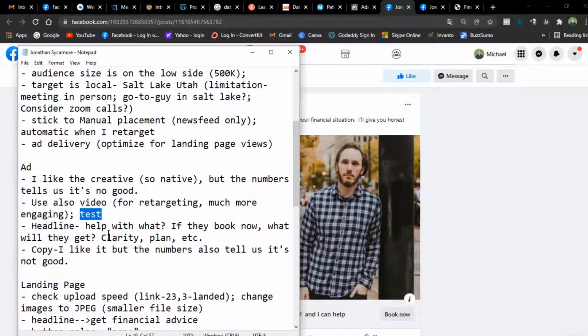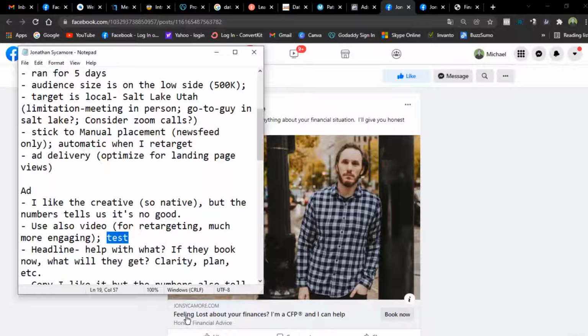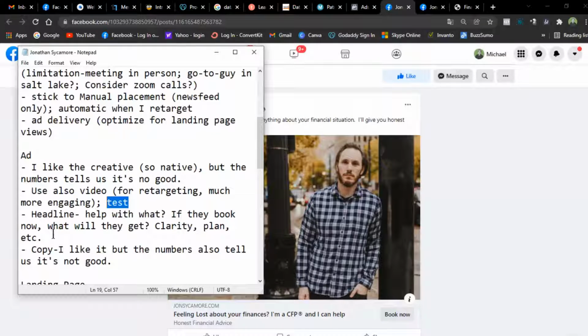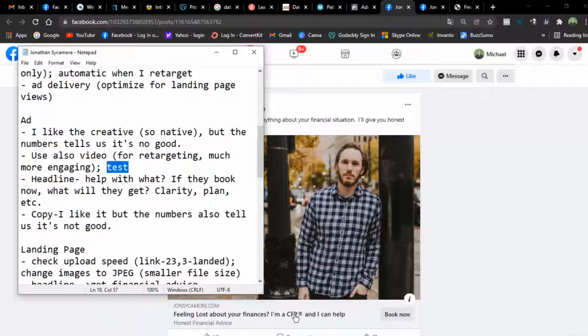And yeah, your headline is kind of lacking: feeling lost about your finances. I'm a CFP. What's a CFP? Maybe you can show the whole terms, because I think not everyone is aware of what CFP means. And you said feeling lost about your finances. I'm a CFP and I can help. Help in what? That's my question. So if they book now, what will they get? Will they get clarity? Will they get a plan or something? I don't know. But you want to focus on the benefits.